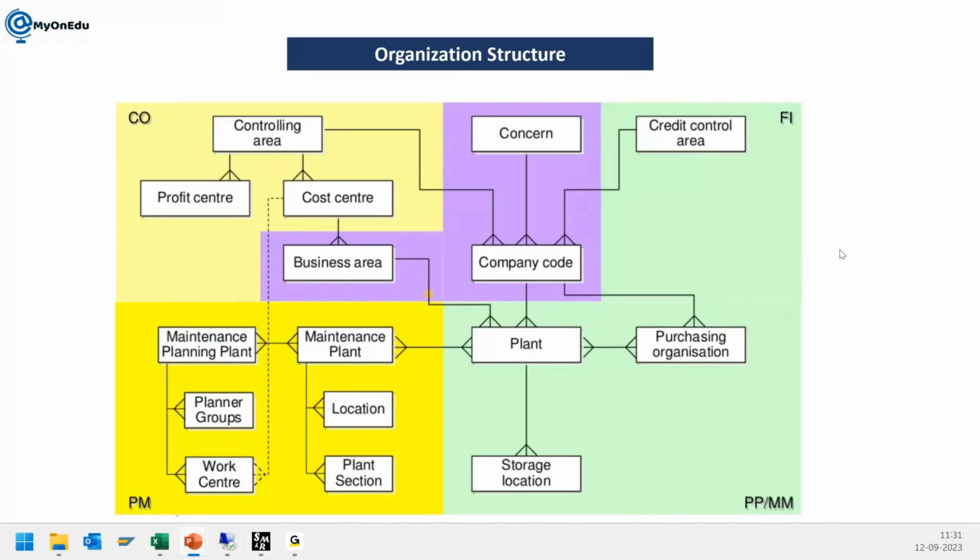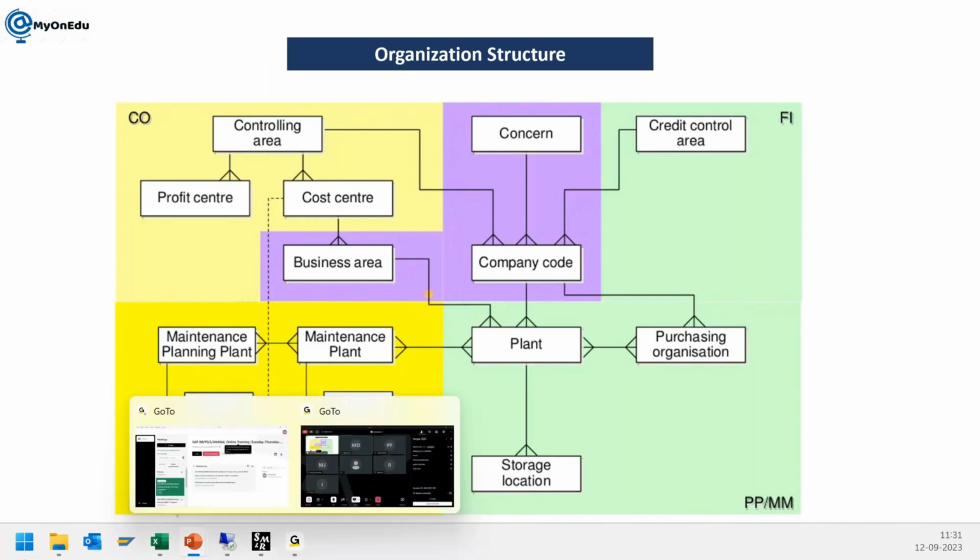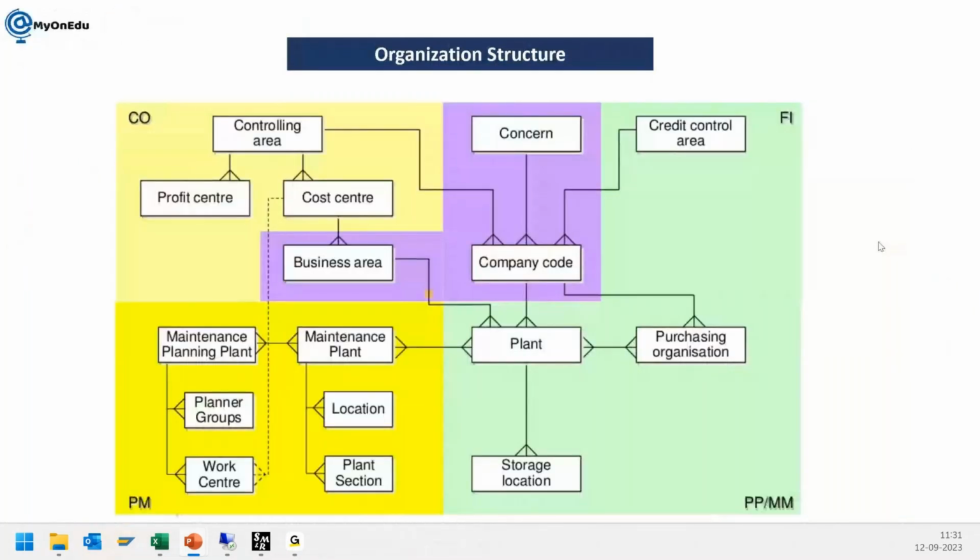Now coming to the organization structure. The organization structure is very important in the SAP system. So what is the organization structure? It is how a company's logical entity is created in the system. For example, when we say SAP is implemented for ABB Limited, that's fine.